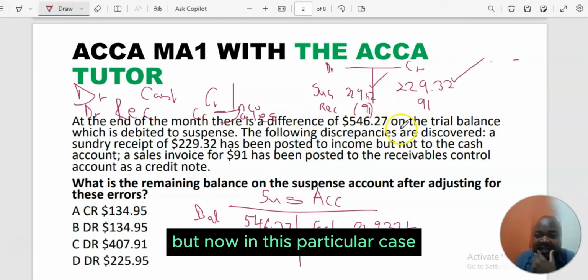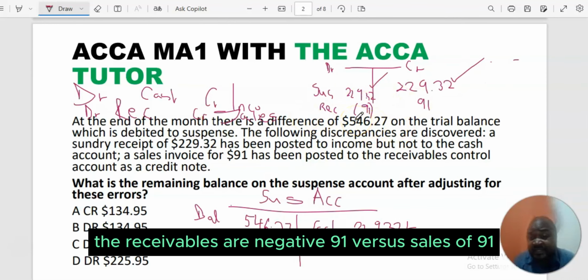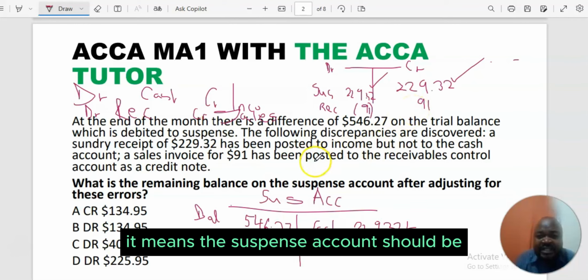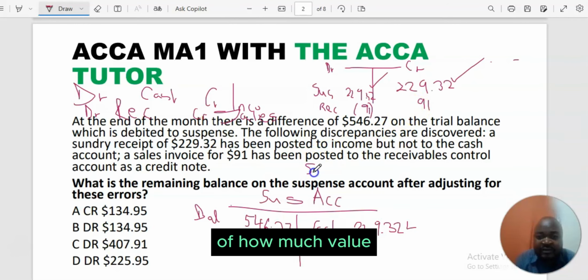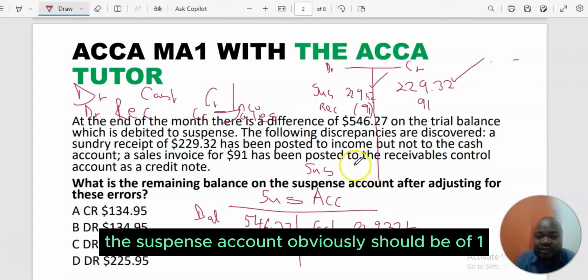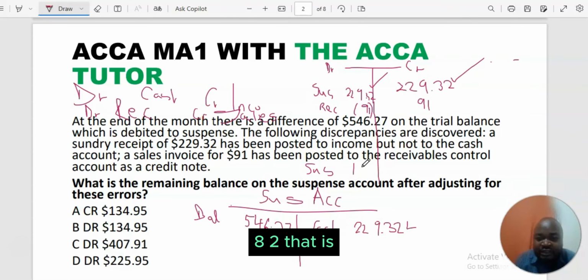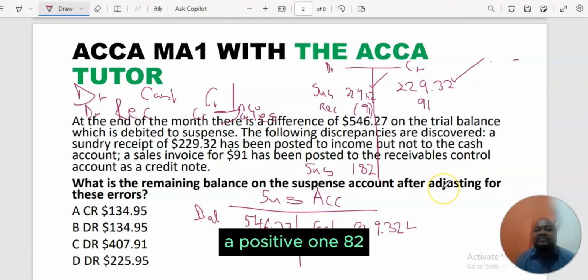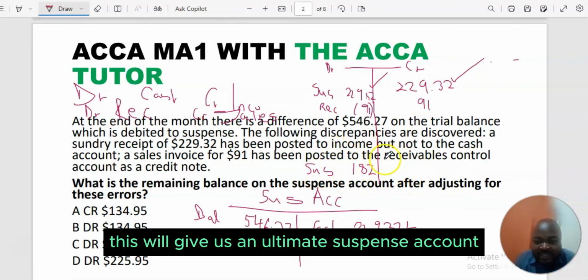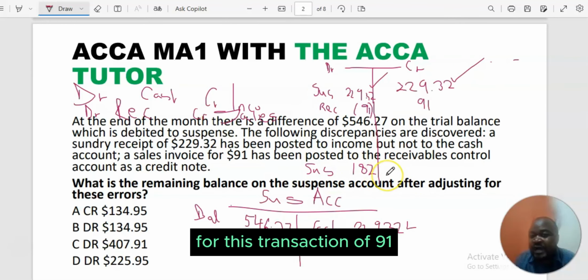But now in this particular case, the receivables are negative 91 versus sales of 91. So for this particular entry to balance, it means the suspense account should be of how much value? The suspense account, the trial balance should continue. The suspense account obviously should be of 182. That is a positive 182. This will give us an ultimate suspense account for this transaction of 91.